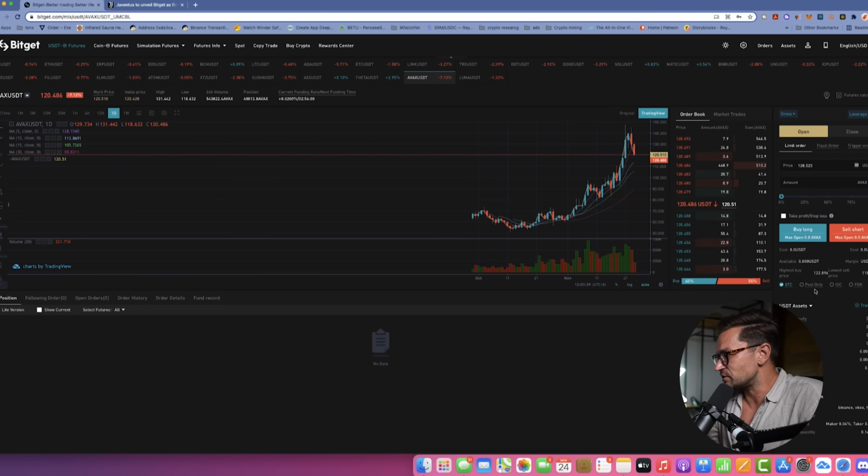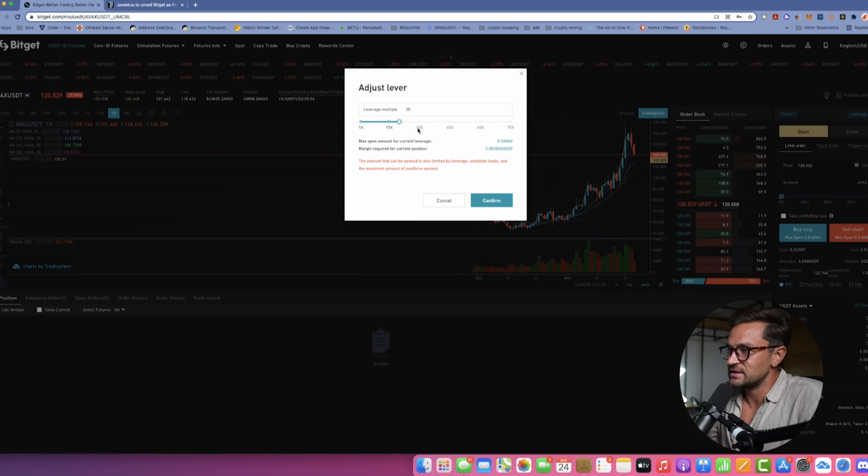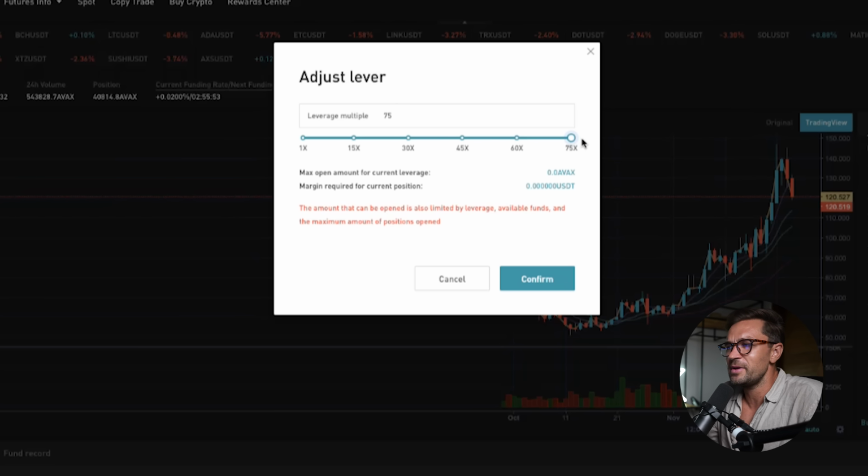But overall, I do really like the actual platform. I think the leverage max here is up to 75. It could be higher depending on how much you actually have deposited in the account.